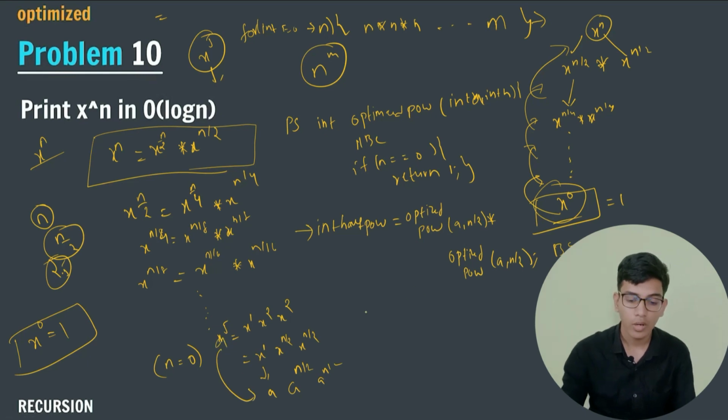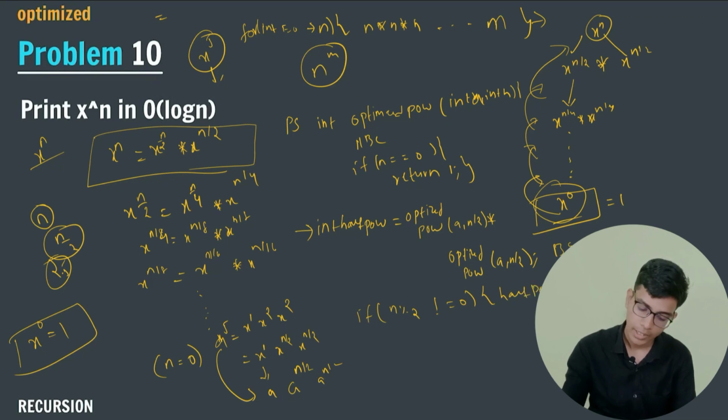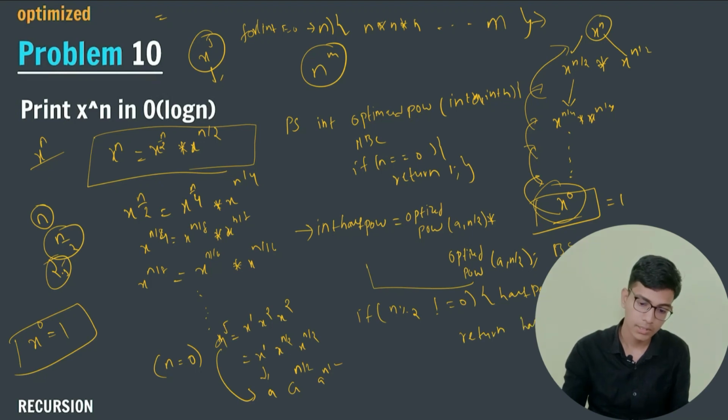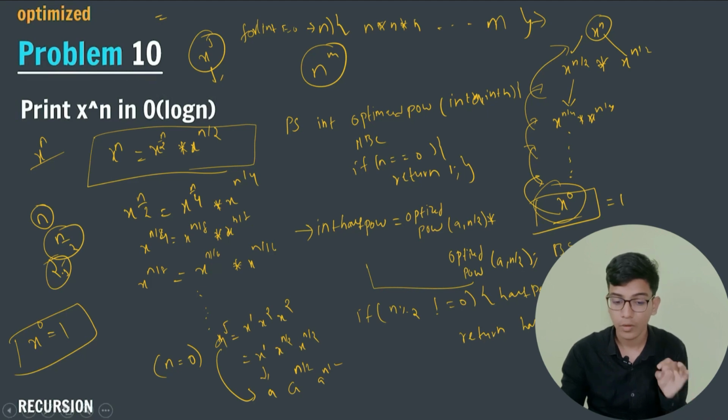Yeah. So for odd numbers, if my n modulo 2 is not equal to 0, then my half power will become a into half power. So this is my half power, I am multiplying with half power, that's all. After that I will return my half power square, that's all. This is how I will calculate the power of the given number.